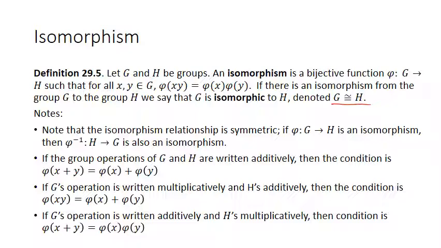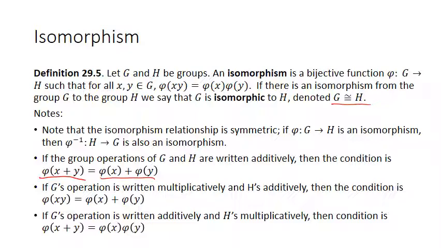It tends to get reused in a lot of different places in math to mean some type of equivalence. So a few notes here to make clear: first of all, the isomorphism relationship is symmetric. So if phi from G to H is an isomorphism, then phi inverse from H to G will also be an isomorphism. Furthermore, if you write the group operations additively, then you're just going to replace the products with sums like this. So the equation would then be phi of x plus y equals phi of x plus phi of y. So you need that for additive groups.